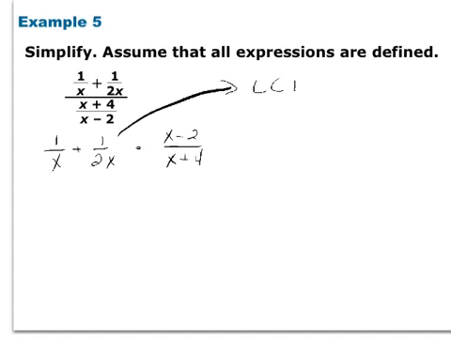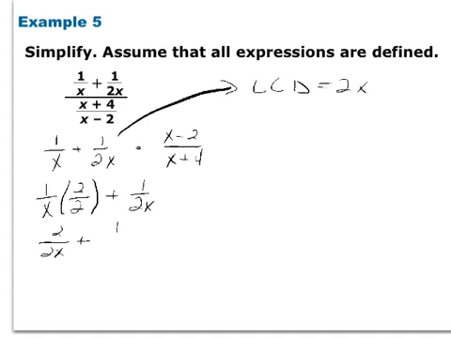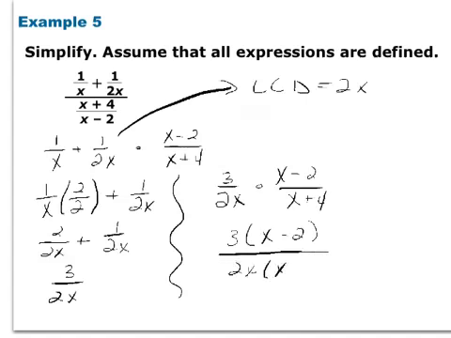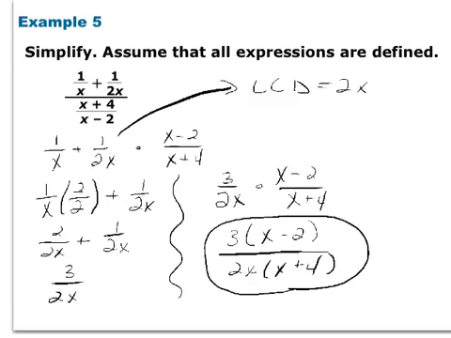For this first expression, my LCD is 2x, so I need to multiply that first fraction by 2 over 2. Because I have an x, I just need the 2. So multiply across. 2 over 2x plus 1 over 2x equals 3 over 2x. Let's bring that 3 over 2x up here and work with it. Times x minus 2 over x plus 4. Multiply across. I have 3 times x minus 2 over 2x times x plus 4. You can distribute at this point if you want, or just circle it and call it a day.